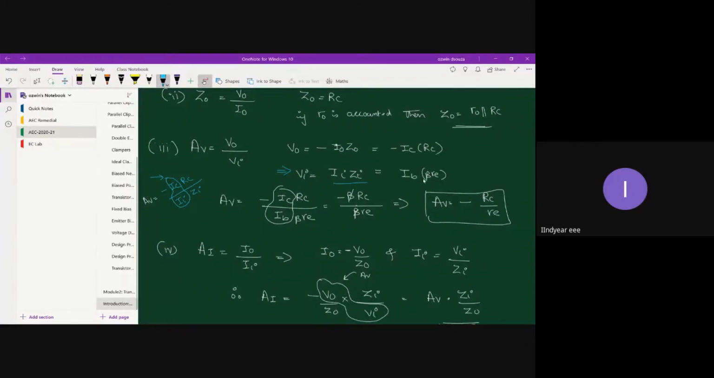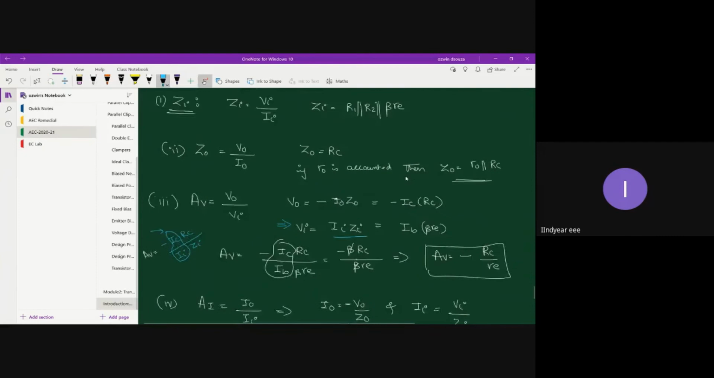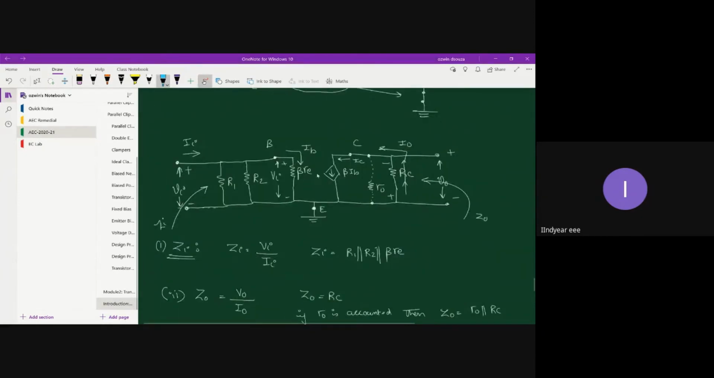That's all. Sir, my doubt is, why are we not considering R1 and R2, sir? Okay, that's because you see, through beta RE, which current flows? IB flows. This current IB will not flow through R2 and R1. So I cannot consider R1 and R2, because the current flow through R1 and R2 is something else, right?